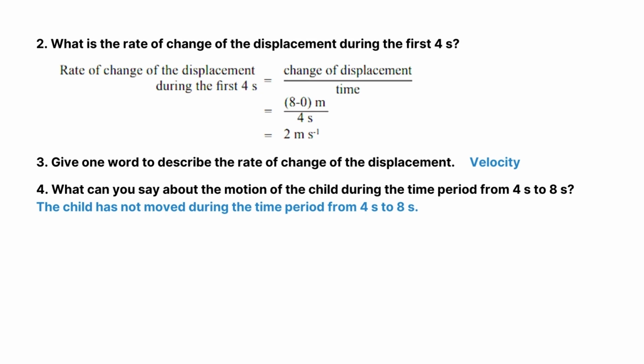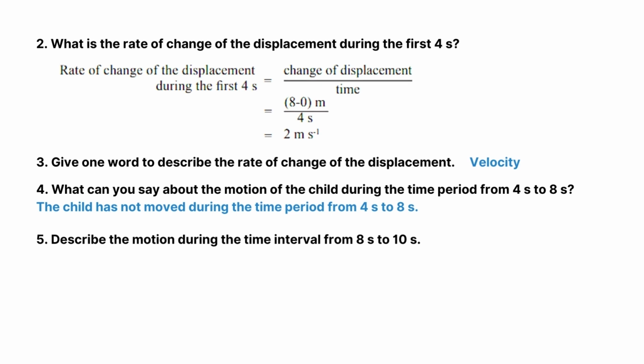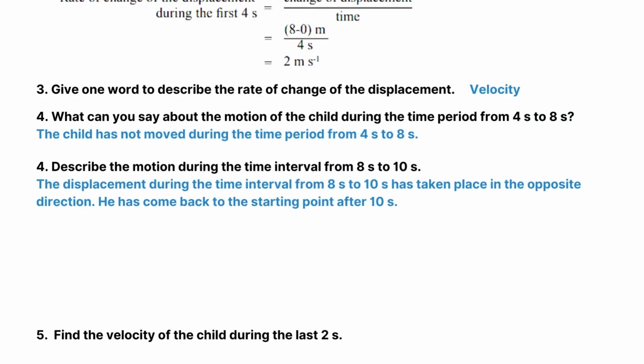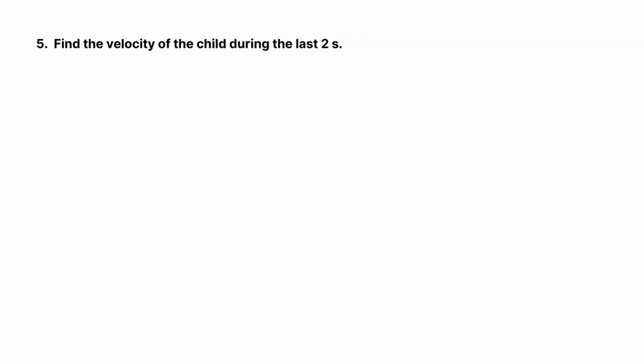The next question, describe the motion during the time interval from 8 seconds to 10 seconds. The initial position was 8 meters and then again the child is back at 0 meter. This is the final position. So here you will have to say the child moved in the opposite direction and reached the initial position, and find the velocity of the child during the last 2 seconds.